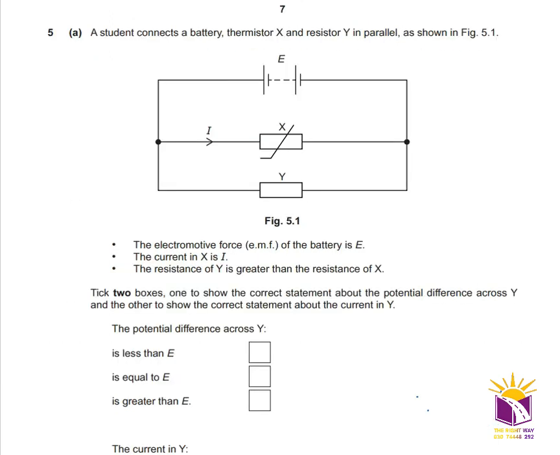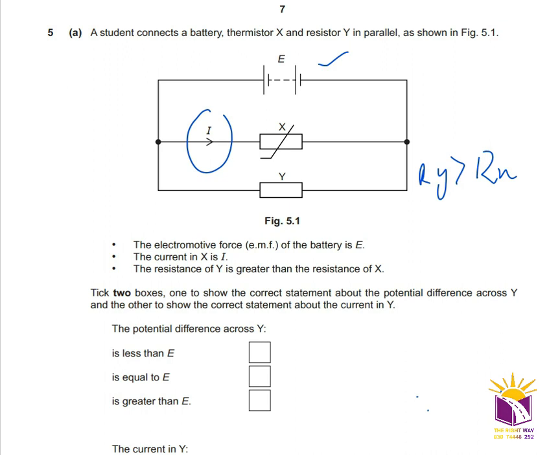Question number 5. A student connects a battery, thermistor X and a resistor Y in parallel as shown in figure 5.1. The electromotive force of the battery is E. The current in X is I. The resistance of Y is greater than the resistance of X. Tick two boxes, one to show the correct statement about the potential difference across Y and the other to show the correct statement about the current in Y.